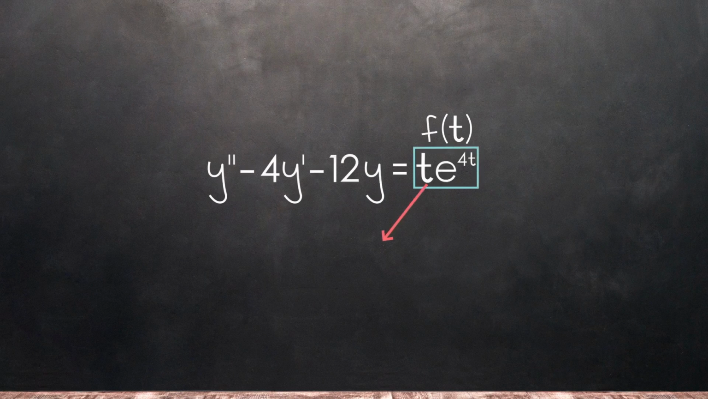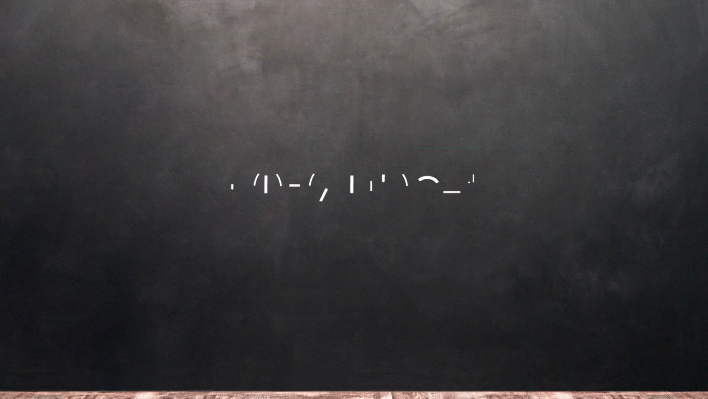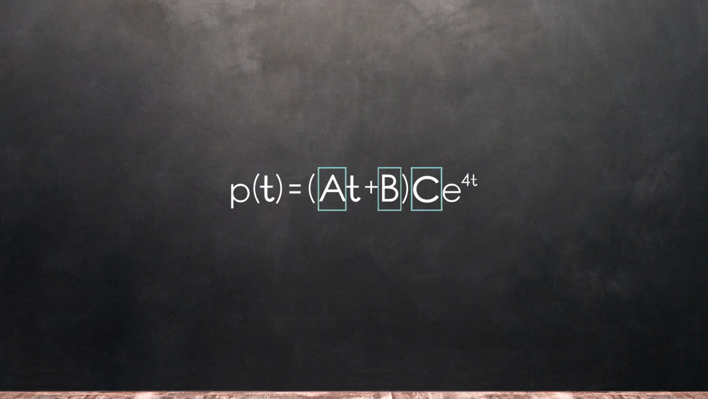Since t is a polynomial function of degree 1, the corresponding particular solution would be at plus b, where a and b are unknown. The corresponding particular solution to e to the 4t would be c times e to the 4t, where c is unknown. Therefore, the particular solution for f of t will be at plus b times c times e to the power of 4t, where a, b, and c are all unknown.